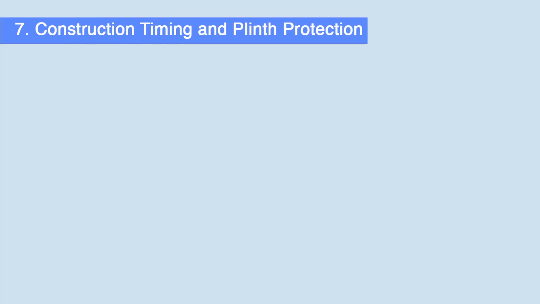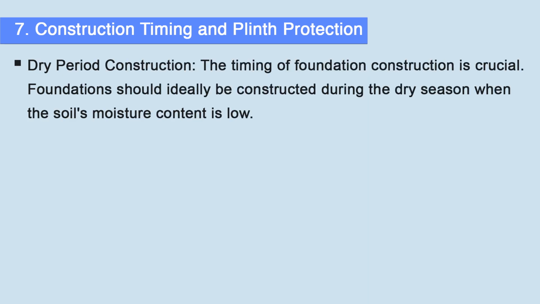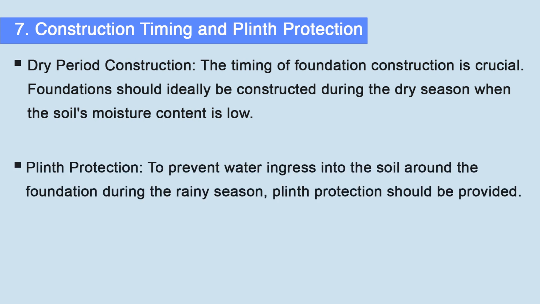Then the next is construction timing and plinth protection. Dry period construction. The timing of foundation construction is crucial. Foundations should ideally be constructed during the dry season when the soil's moisture content is low. This reduces the risk of moisture related issues such as swelling and ensures that the foundation is built on the soil's driest, most stable state.